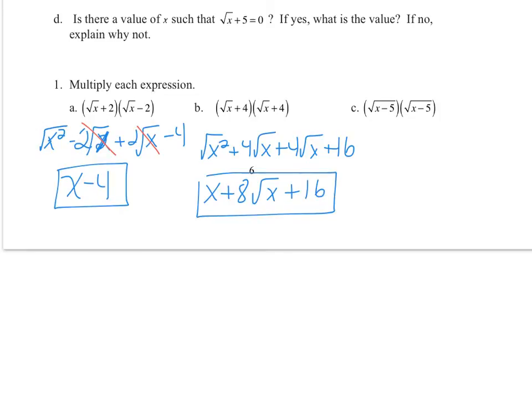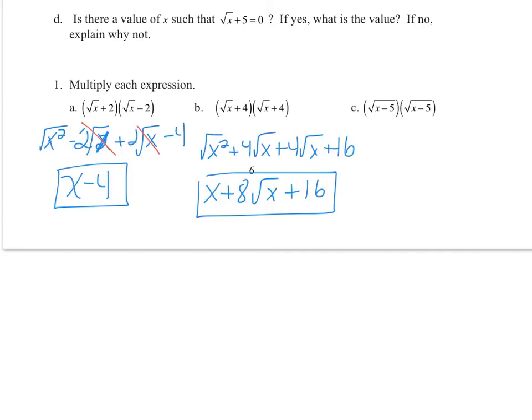All right, those were review. Let's take a look at letter C. Letter C is a little different, and hopefully you can see what's different between C and A and B. In A and B, you had radicals in the binomials. In letter C, the whole binomial is a radical. So I can't do double distributive property because the binomial is under the radical.